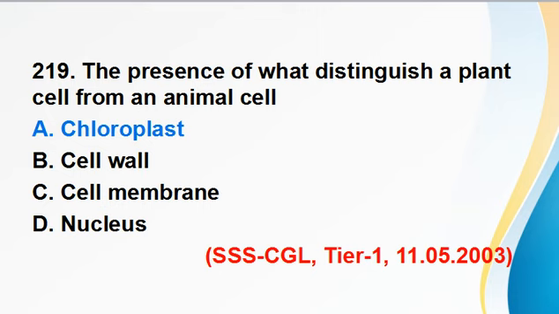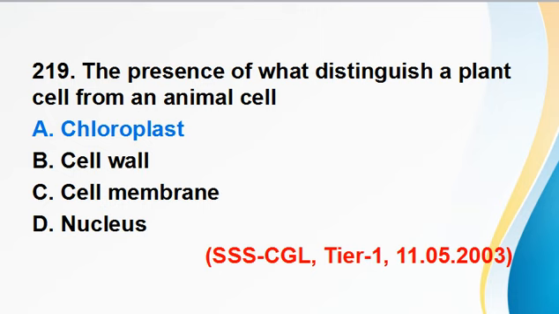Now question number 219. The presence of what distinguishes a plant cell from an animal cell? A. Chloroplast, B. Cell wall, C. Cell membrane, and D. Nucleus. So answer A is correct. Chloroplast is found in the plant cell only, and it is not found in the animal cell.